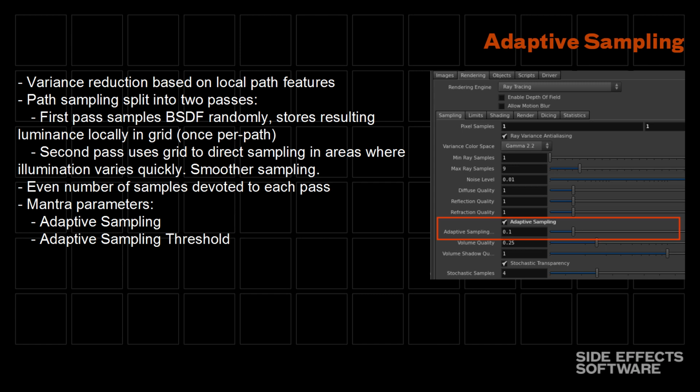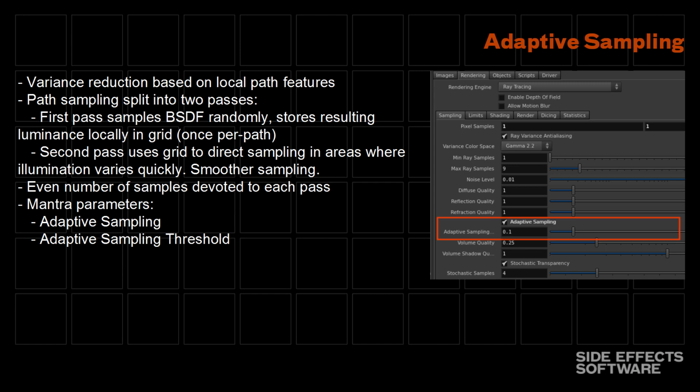The first pass is the traditional unidirectional path tracing evaluation. We sample the BSDF and progress through the path trace as normal. We sample the BSDF randomly through the Monte Carlo method, and we store the resulting luminance locally in a grid. That grid is stored at the root path. It's done locally, once per path. We store an 8x8 grid that represents the spatial variation throughout the path.